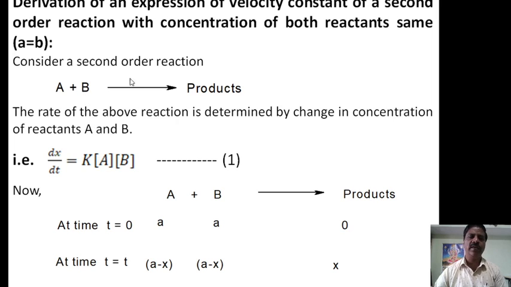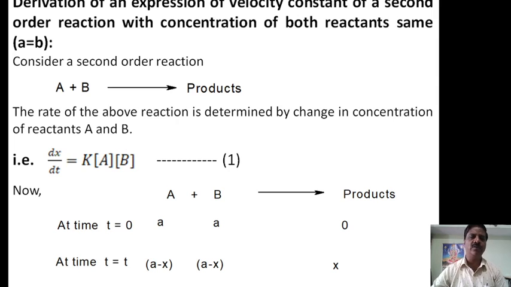Therefore, the rate can be determined. Suppose x is the change in the concentration. Therefore, it is written as dx divided by dt equal to k into the product of the molar concentration of A into the molar concentration of B. The sum of the powers of the concentration terms: A power is 1 and B power is 1, so 1 plus 1 is 2. Therefore, it is a second order reaction.